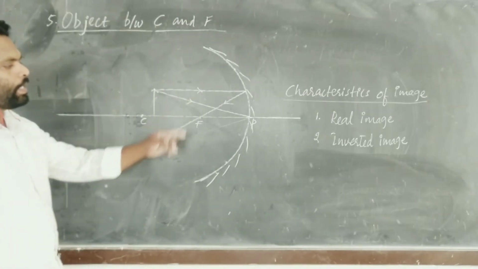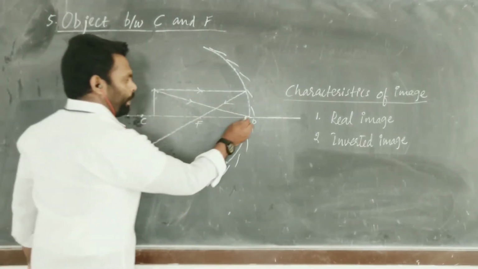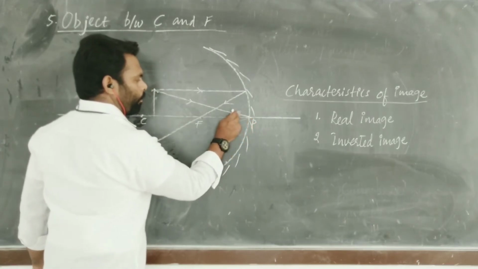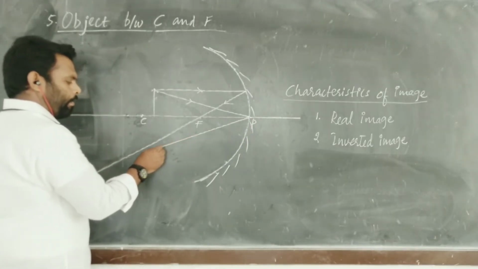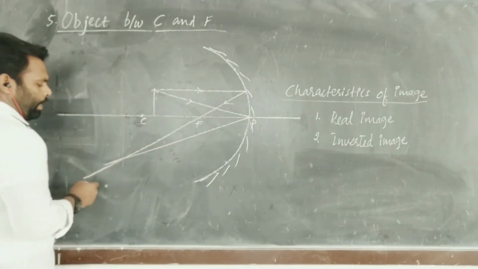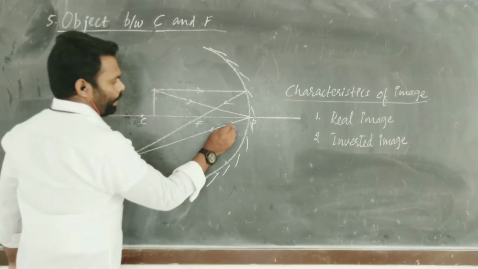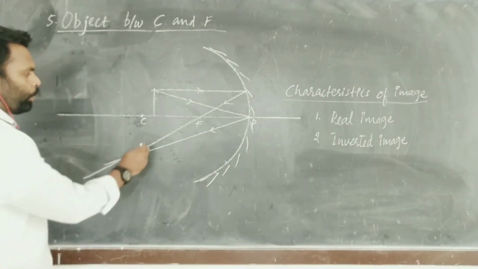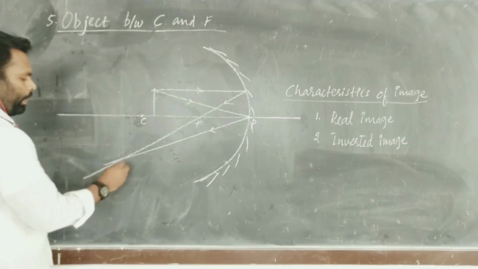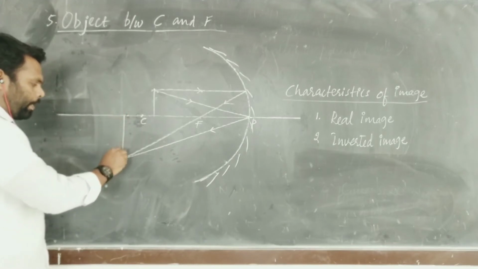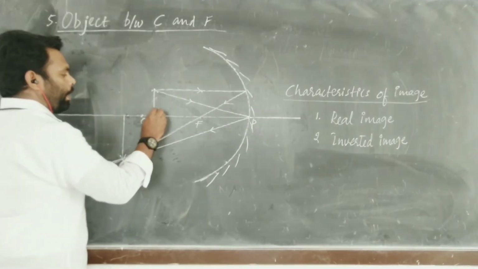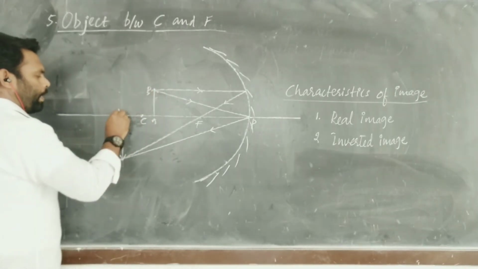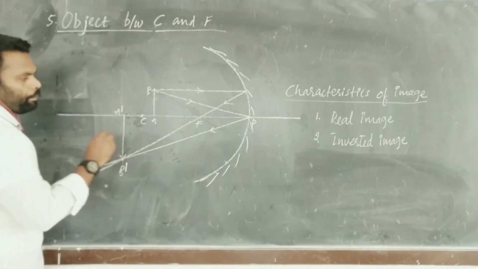The light ray that is incident obliquely at the pole, after reflection, makes an equal angle with the principal axis. This is the reflected light. And these two reflected light rays are intersecting at this point. So that means this is the image of the object. The object is considered A, B, and the image is A prime and B prime.